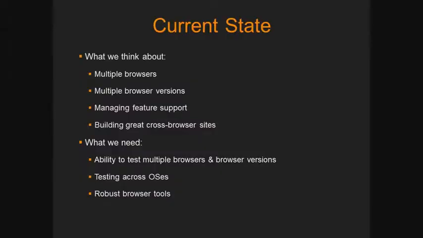Exactly. So, when I start thinking about what's going on right now, we obviously have multiple browsers that we have to support. We have multiple browser versions, and on top of that, there are different OSs, and developers are using different platforms to test their browsers. One of the things I commonly get asked is, hey Ray, how do you test across multiple browsers and especially multiple OSs? There are a couple of solutions out there.